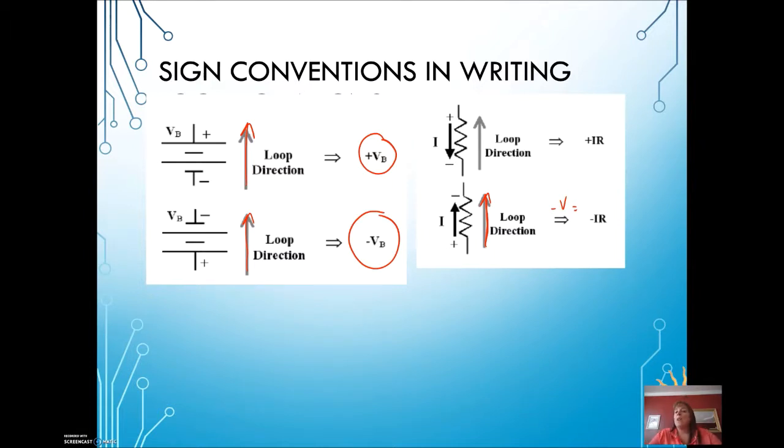However, if our loop direction ends up going in the opposite direction of the current flow that we've assigned, both of these being totally arbitrary, then we are gaining voltage. Remember that voltage is equivalent to current times resistance. If I go in the direction I said current was flowing, it's a negative voltage. If I go opposite to that direction, it's a positive voltage. These are very important conventions because if you lose a negative, you're going to get the wrong number.